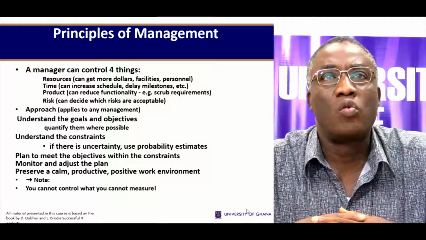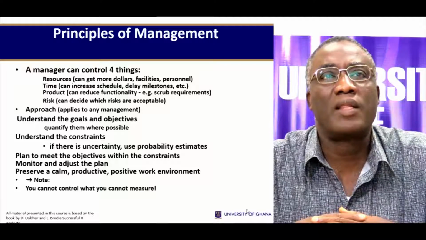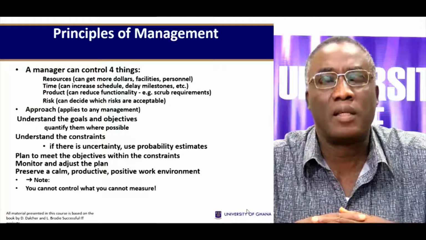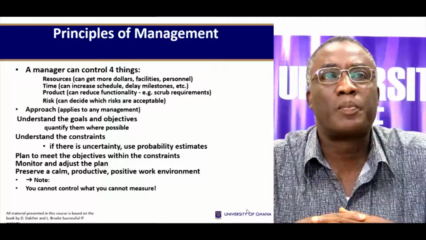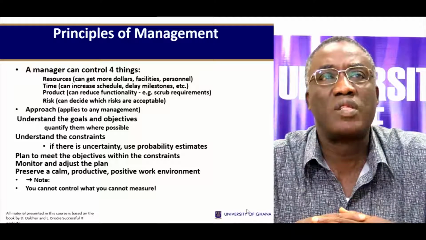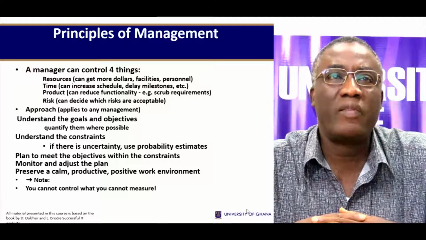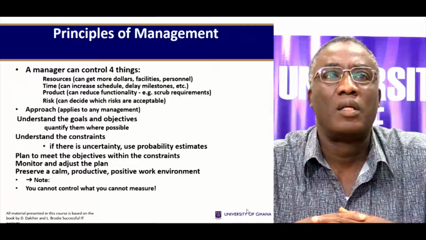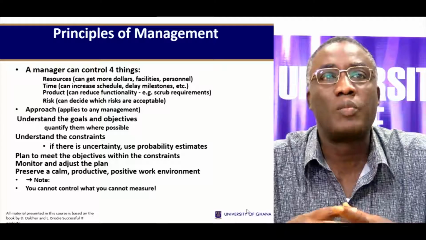You need to understand the goals and objectives and quantify them where possible. Understand the constraints. If there's uncertainty, use probability estimates. You must plan to meet the objectives within the constraints and monitor and adjust the plan. Preserve a calm, productive, and positive work environment. You cannot control what you cannot measure. There's something you need to keep in mind.